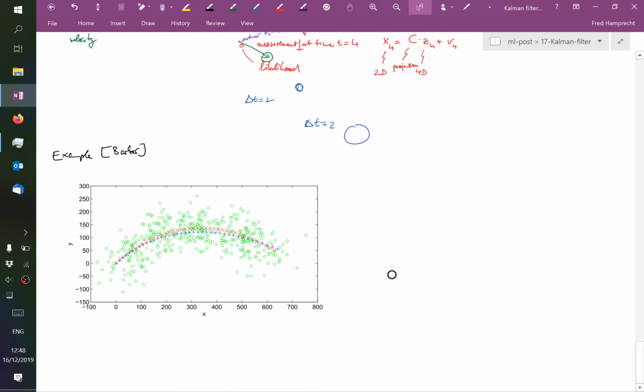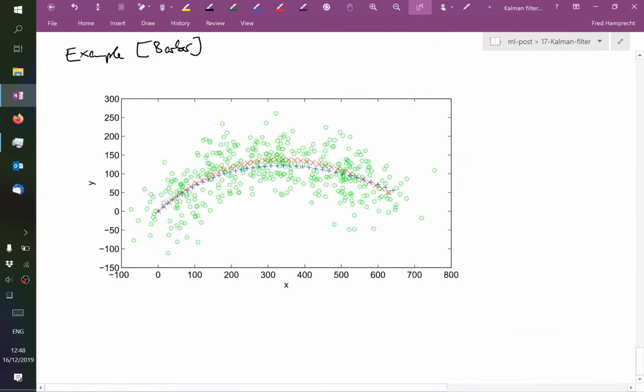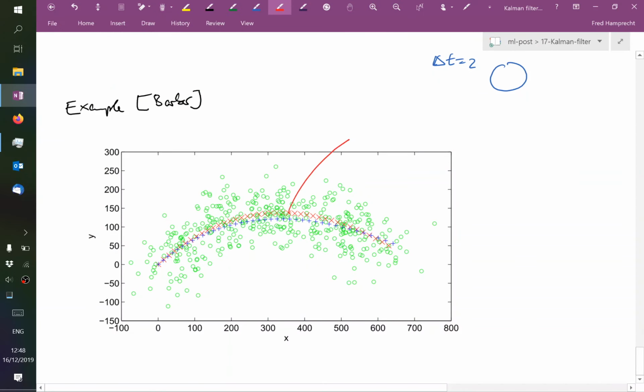From the Barber book. What we have here are spatial locations. We have a 2D space. We had some true locations that are here shown in red. We had observations, which are here shown in green, over time. And we have blue, that's the result of the Kalman filter. So it's the best estimate of the true locations, which, however, are hidden.